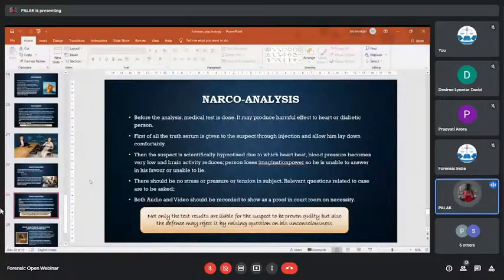There should be no stress or pressure or tension in the subject. Relevant questions related to the case are to be asked. Both audio and video should be recorded to show as proof in the courtroom on necessity. It is not only the test results that are liable for the suspect to be proven guilty, but also the defense may reject it by raising questions on his unconsciousness.